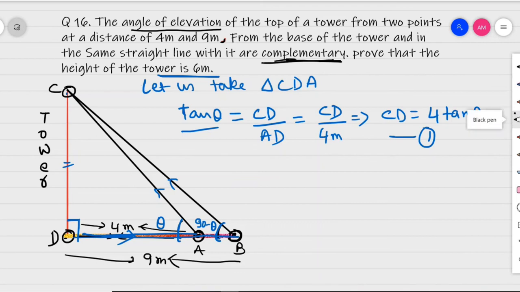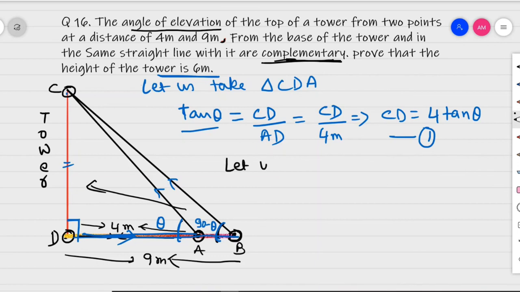Now let us go to the next triangle. What is our next triangle? That is CDB. Now consider CDB, your angle B is 90 minus theta. Now from here if you see, your opposite side is the tower and your adjacent side is DB. So let us take again tan B, or tan 90 minus theta.